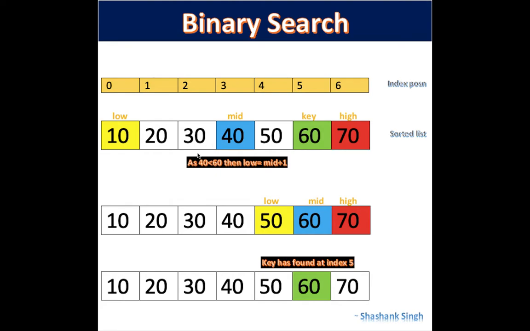So in this case, let's say this key is 60 only, right? So 60 is greater than 40. We have updated low: the initial value of mid was 3, 3 plus 1 is 4, so we have updated it as 4, right? Here 50 is on the low position, right? And 70 is on high. After that also we'll keep on calculating mid, right, till the time we find mid is equal to key, right? So here we found mid is equal to key and we have returned the index, right? So that's how a binary search works actually.